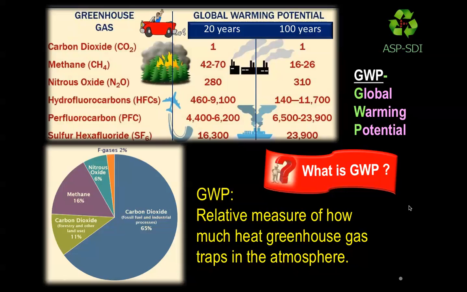Hence this global warming potential came into the picture, and carbon dioxide is taken as the benchmark, because carbon dioxide doesn't dissolve in the atmosphere very fast. It takes a few centuries to completely dissolve the carbon dioxide that is accumulated in the atmosphere. So even if we stop emitting carbon dioxide today, it is estimated that the effect of carbon dioxide will be there for at least about 40 to 60 years.